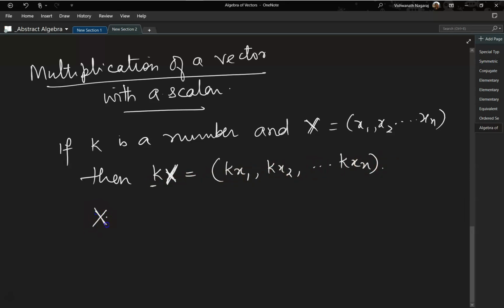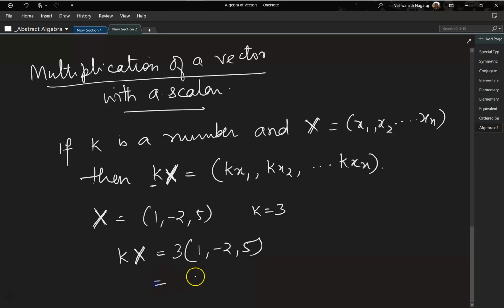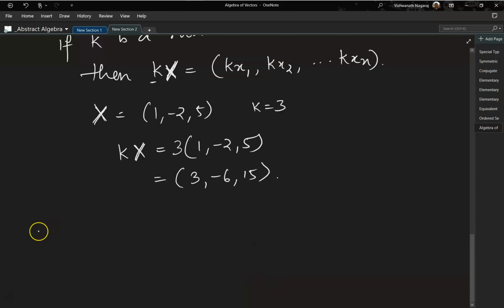Okay, so let us say x is equal to (1, minus 2, 5), and let's say k is equal to 3. Then kx is equal to 3 times (1, minus 2, 5), which is equal to (3, minus 6, 15). Now let's look at some properties.